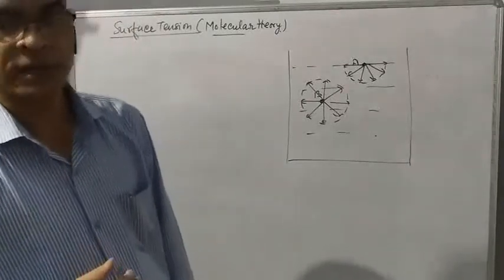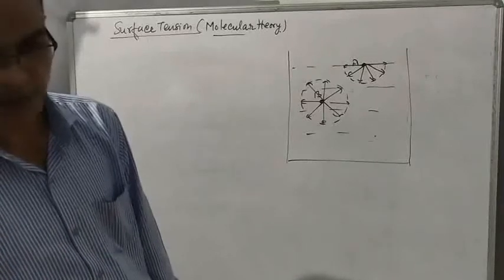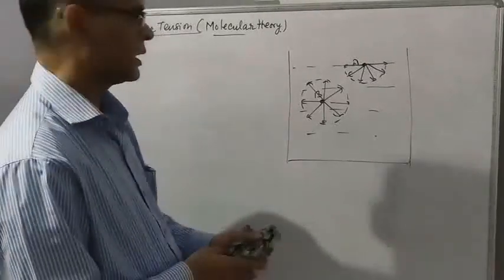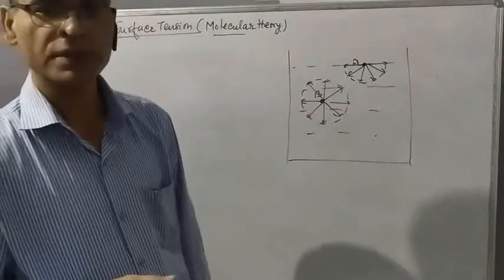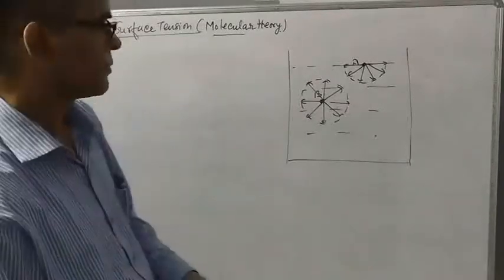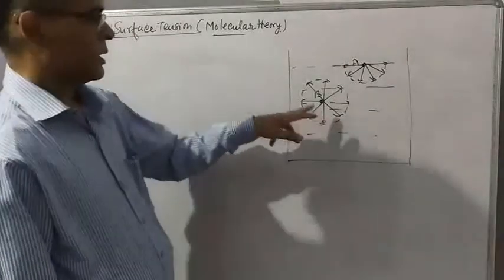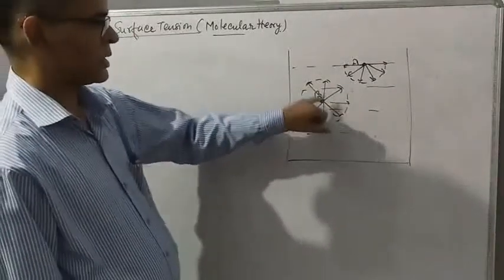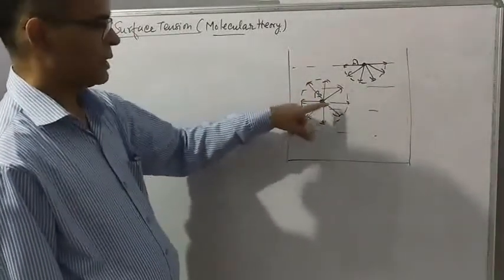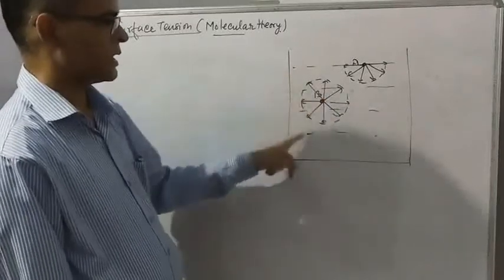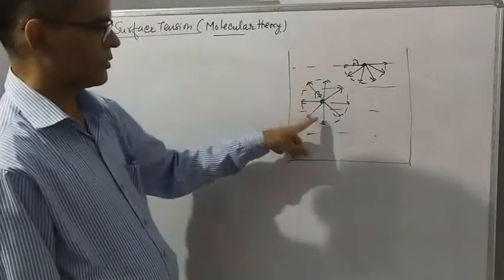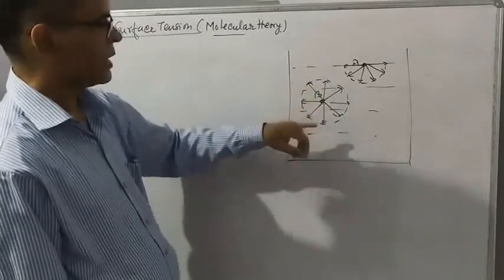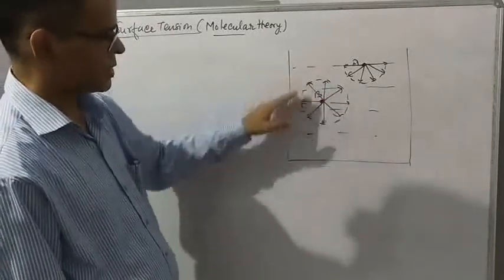Now let us understand what is the reason behind that surface tension. We are going to understand surface tension on the basis of molecular theory. Let us consider two molecules A and B. B is well inside the liquid, so this molecule is surrounded by other molecules.